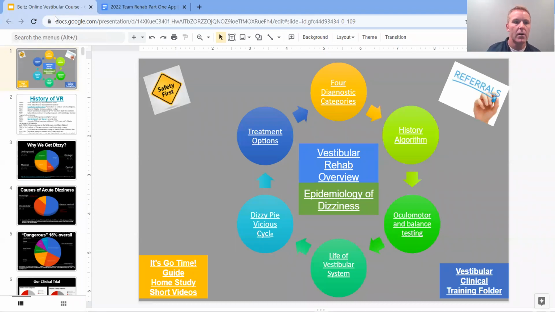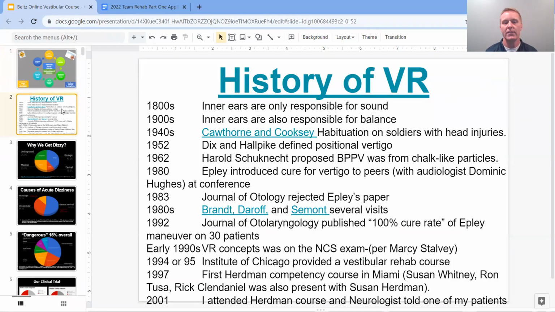So first off, what is the history of vestibular rehabilitation? Well, can you believe that in the 1800s, all that we knew was that inner ears were responsible for sound? We had no idea that they did anything for balance until the 1900s. And it wasn't until the 1940s when two physical therapists named Cawthorn and Cooksey learned that they could help soldiers who were dizzy with what we call habituation exercises.